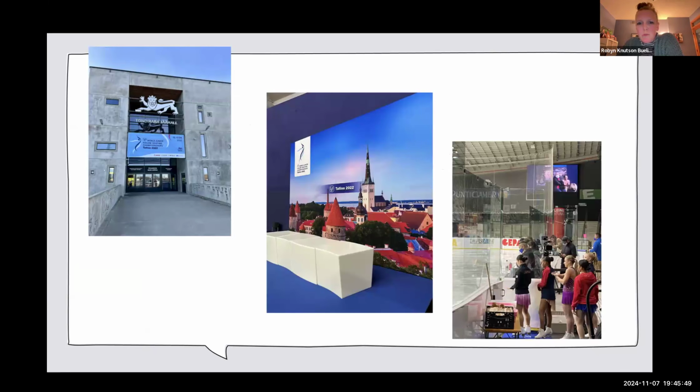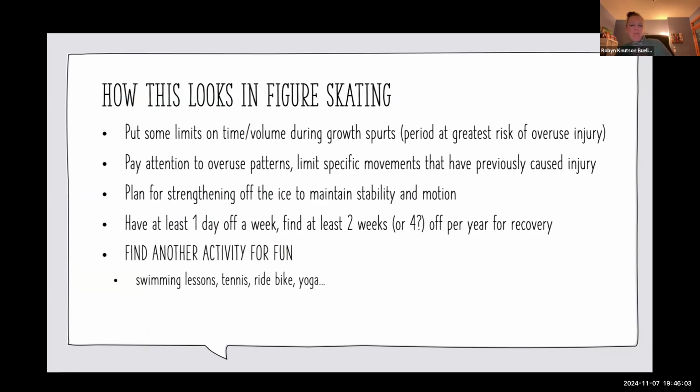That's it. That's Junior Worlds. And I don't know, that's what an ice skating rink looks like in, where did I go? Tallinn, Estonia. Sometimes I don't remember where I was. I'll go back to that.